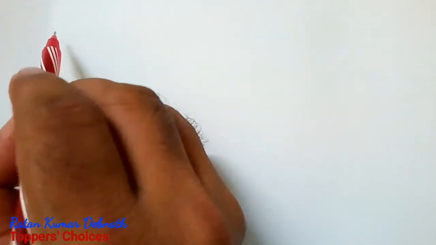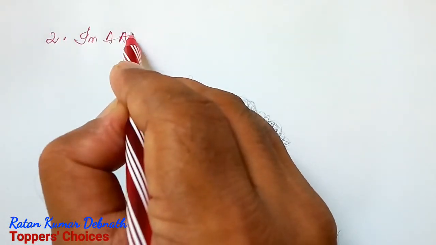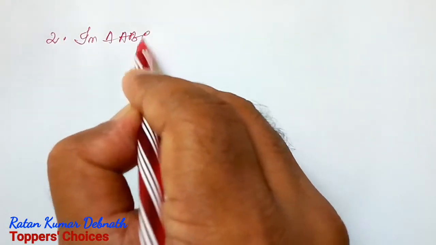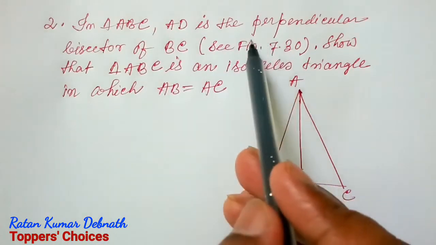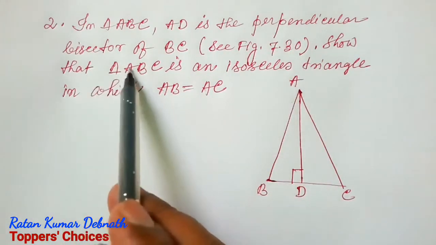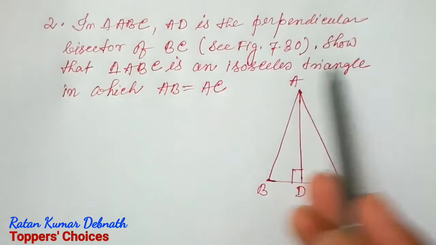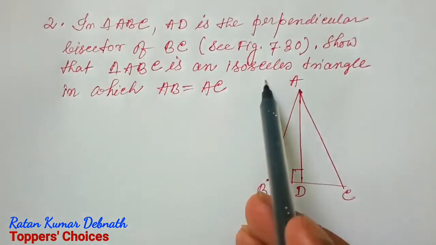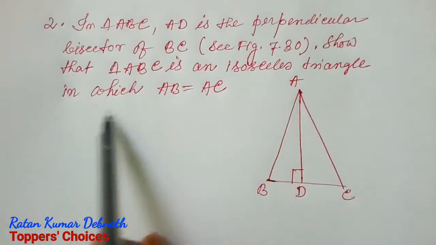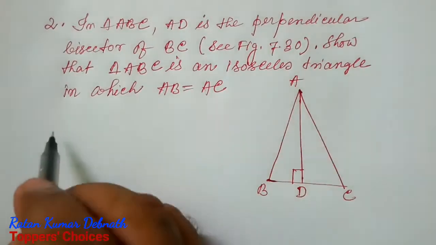Now we will go through question number 2. In triangle ABC, AD is the perpendicular bisector of BC. Show that triangle ABC is an isosceles triangle in which AB equals to AC.